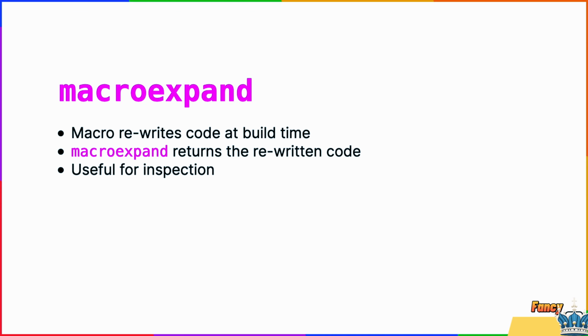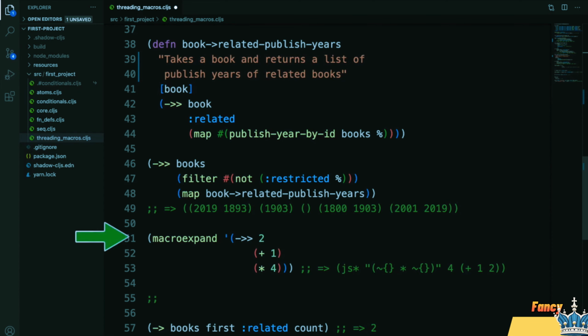There is no performance cost associated with using a macro because macros rewrite your code at build time. You can check what your code would be rewritten to using the macroexpand operation. The part with string and js-star is just a conversion so that the result is suitable for JavaScript. But you can see how plus is called with 1 and 2.